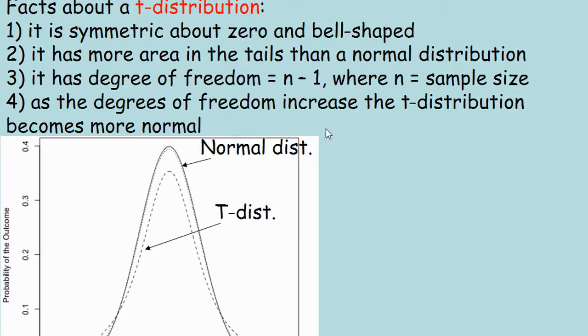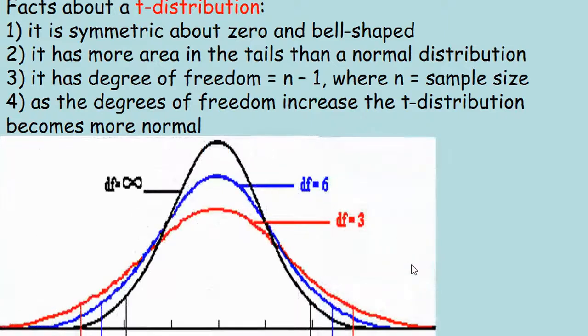As those degrees of freedom increase, the t-distribution looks more and more normal. So let me show you a picture for that one. Here we go. All these little graphs are t-distributions, even though they all look like a normal curve. This red one here is degrees of freedom 3. The next one is the blue, degrees of freedom 6.